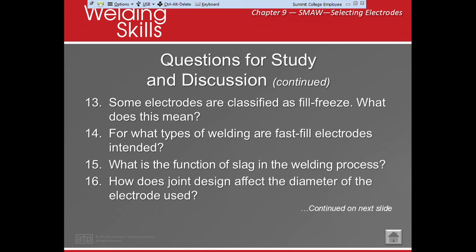What is the function of slag? Well, slag protects the weld bead from the atmosphere as it cools, slows the cooling rate of the weld metal to help make a more ductile bead, and may contain deoxidizers and scavengers to remove impurities from the weld.